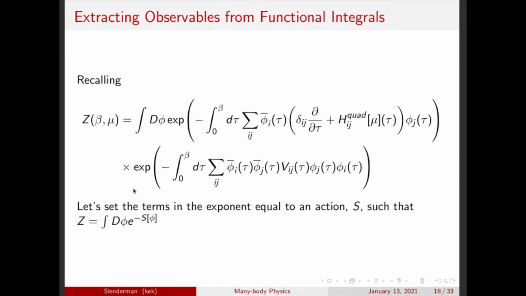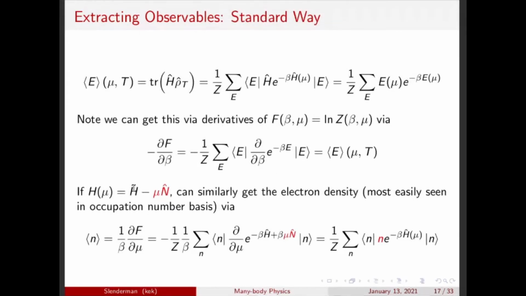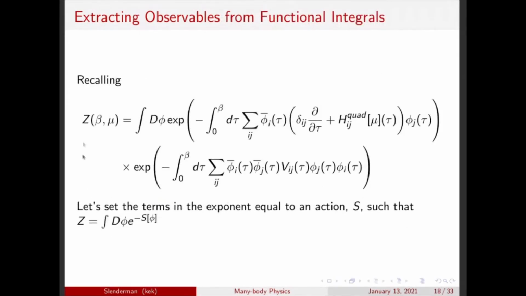But for now, I'd like to show you what this process looks like if you are evaluating this trace using the functional integral method. Okay. So recall from a few slides ago that the functional integral for our partition function takes this very big and messy form. So let's simplify this messy bit by absorbing all of these exponential factors into an action S of phi.